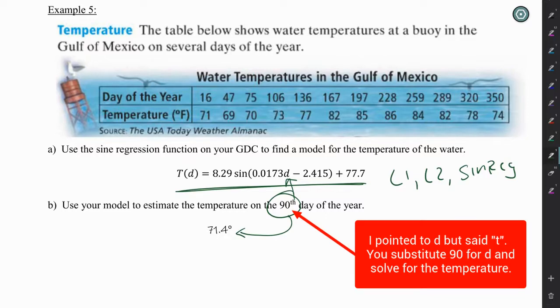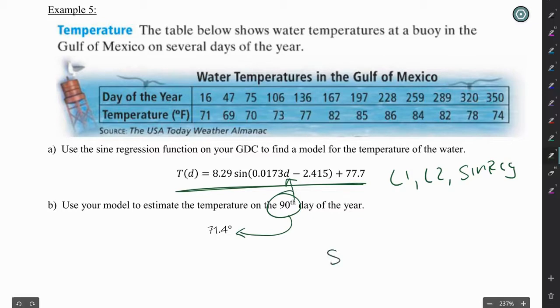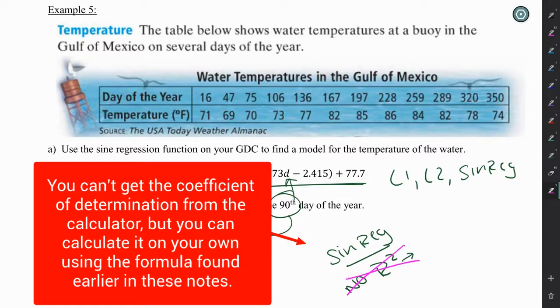Also, it's important to notice that a sine regression does not give an r squared value. So if you're trying to determine if a sine regression is good, you can't look at the coefficient of determination because your calculator does not calculate that. So instead, you have to look at the fit of the points.